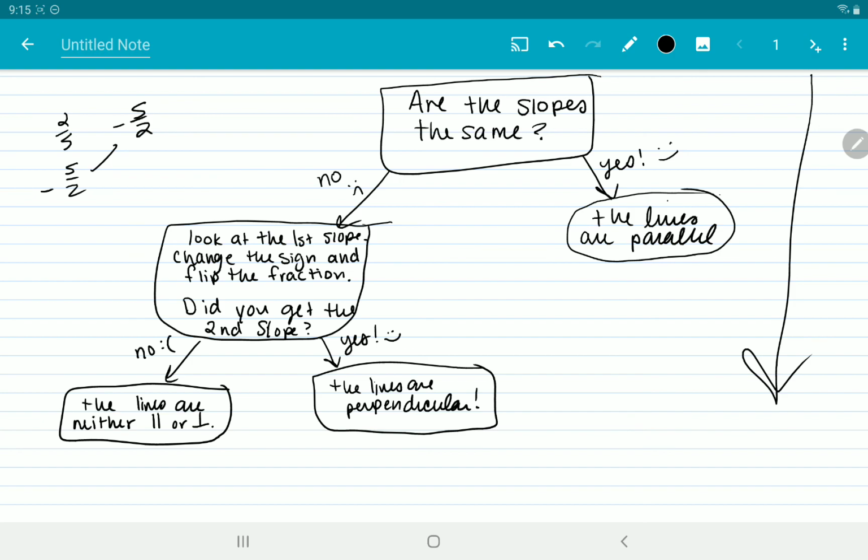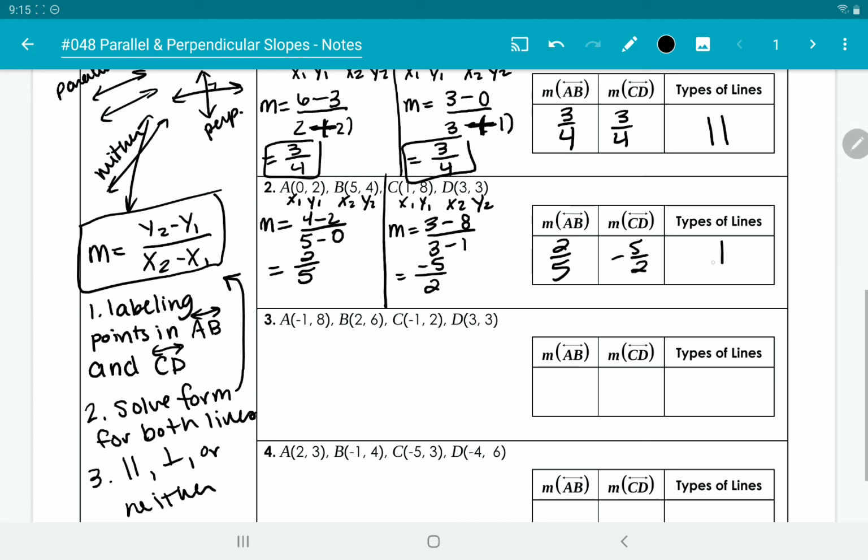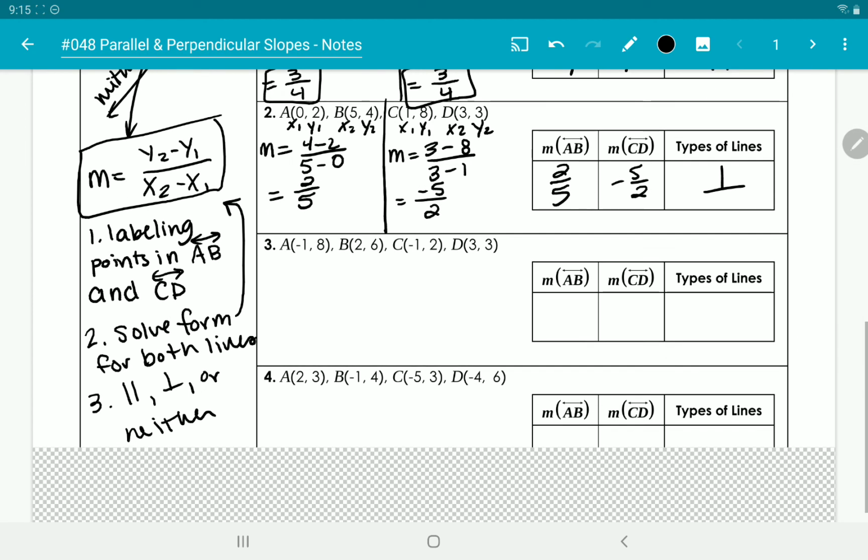Did you get the second slope? Yes. Since we did get the second slope whenever we change the sign and flip the fraction, these lines are going to be perpendicular to one another. So the lines that we're looking at here are perpendicular.